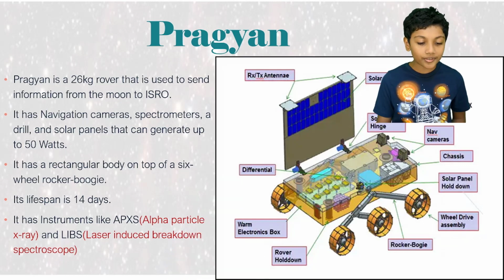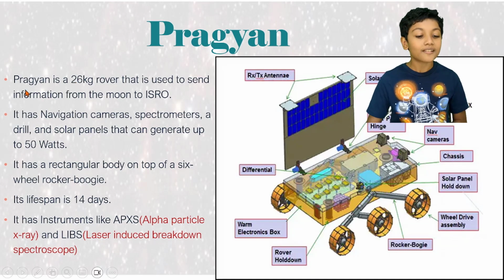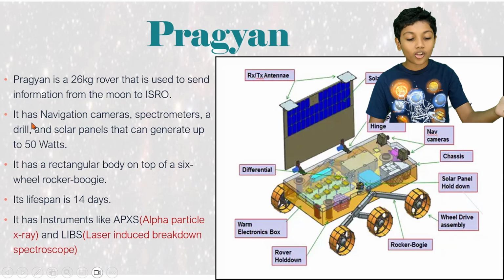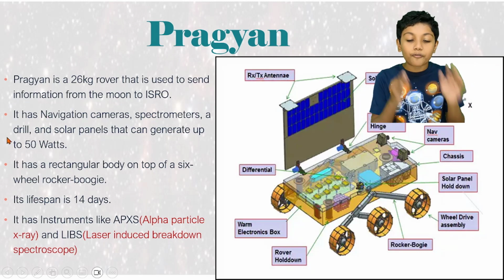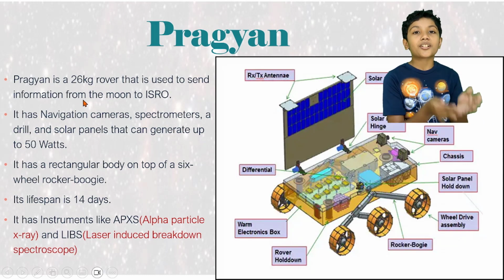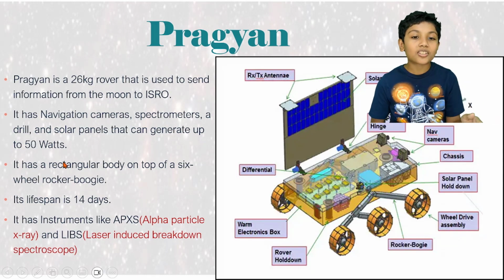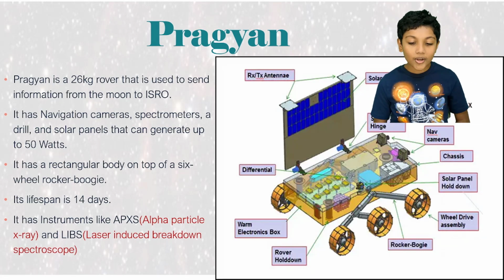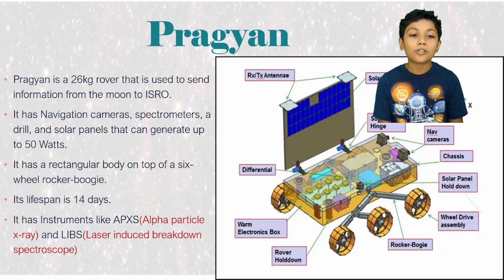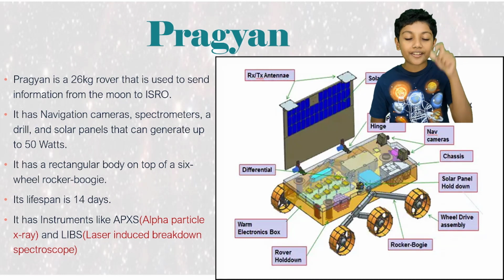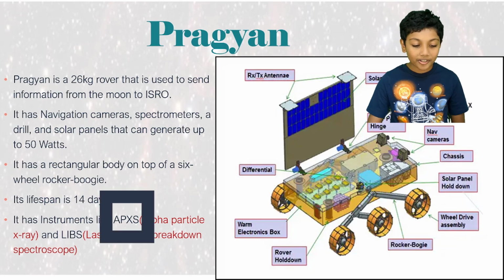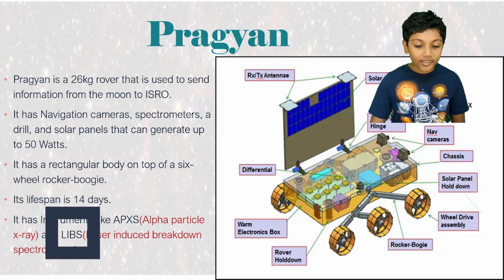It's 26 kilograms, and it's used to send information from the moon to ISRO. It has a lot of gadgets, including navigation cameras, spectrometers, drills, and solar panels. And its lifespan is only 14 days. That is 14 Earth days, and 14 Earth days on the moon is 1 day. Crazy, right? So Pragyan's lifespan is only 1 lunar day. It also has other instruments like the alpha particle X-ray spectrometer and the laser-induced breakdown spectroscope.